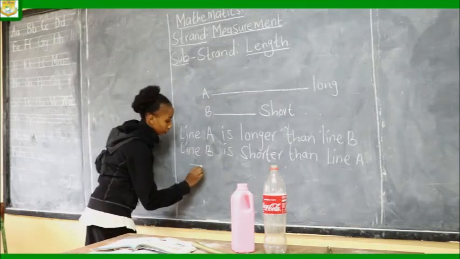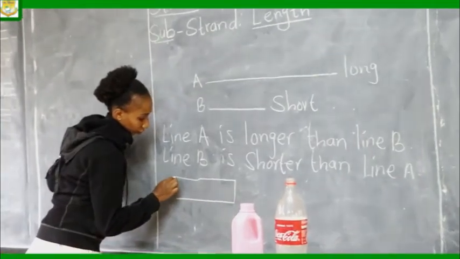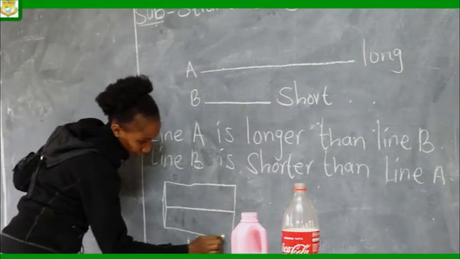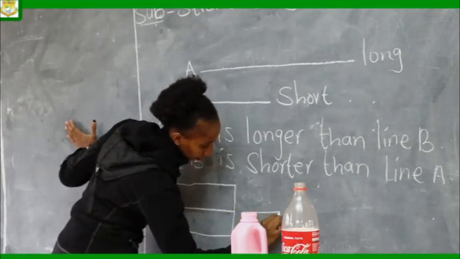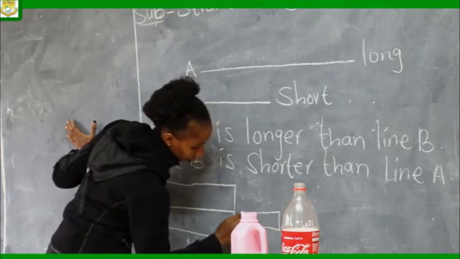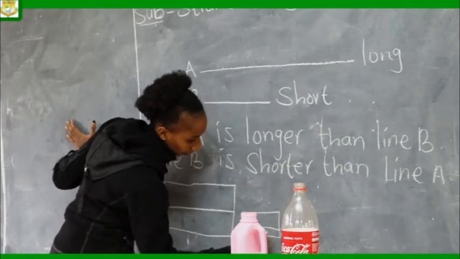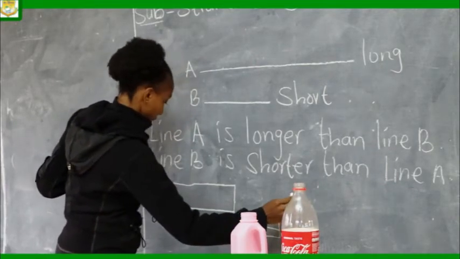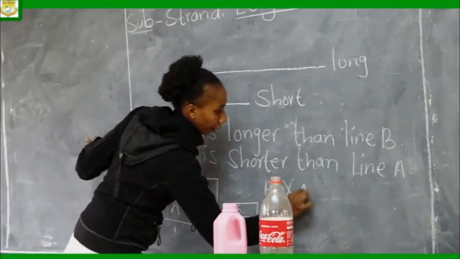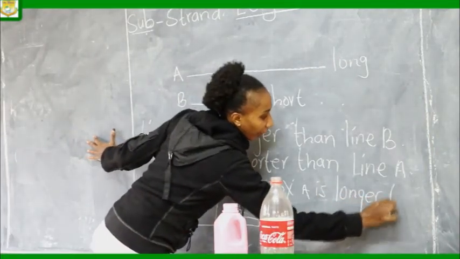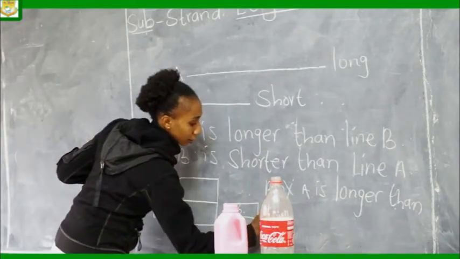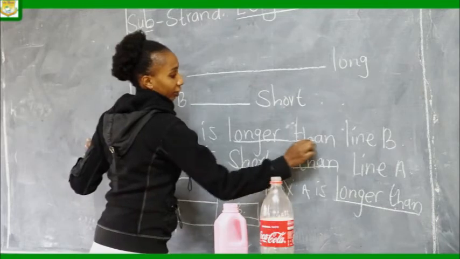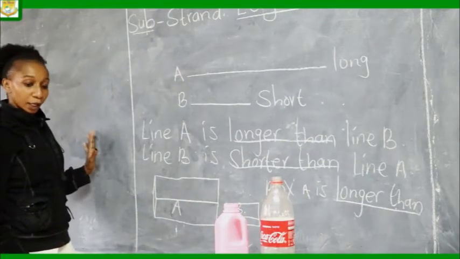So here I have two boxes. When you look at those boxes, box A is longer than box B. So we are going to say box A is longer than box B. We need to address the word longer, and then we need to address the words shorter than. Those are the main two words that we are going to use as we talk about length.